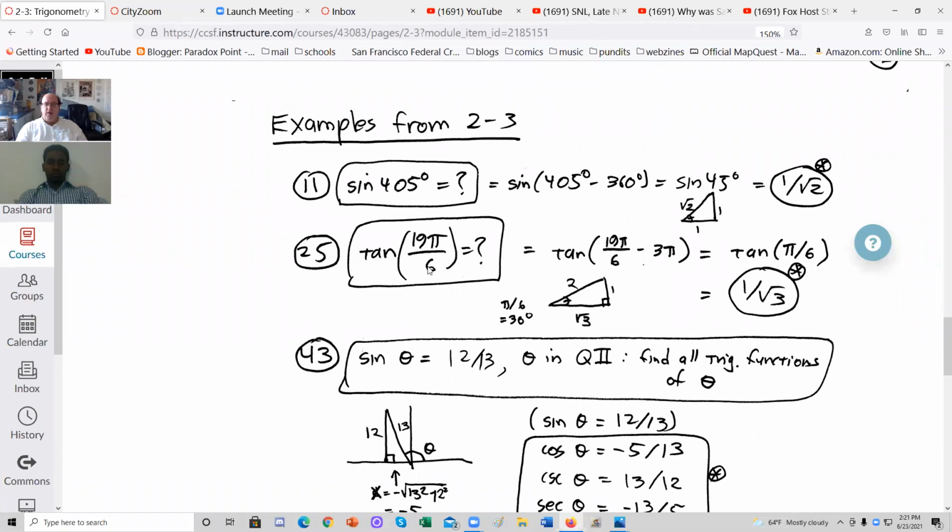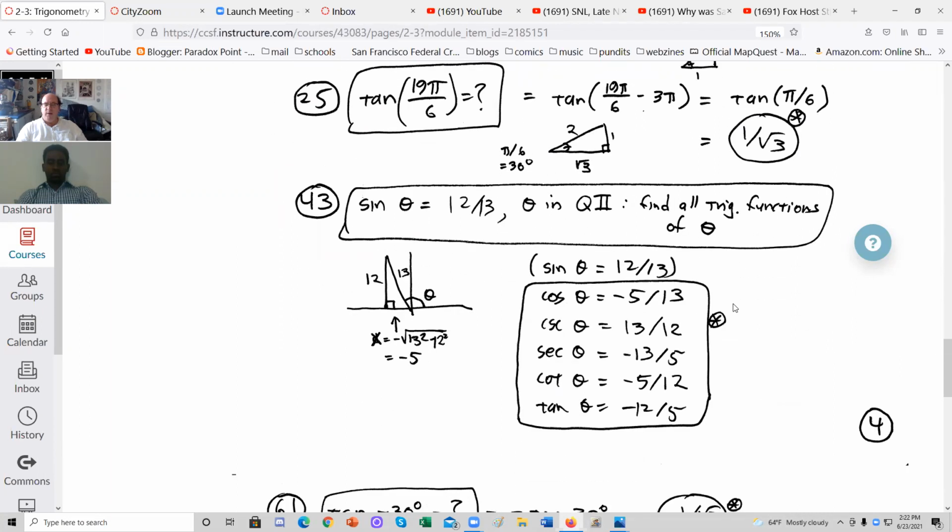Here they have tangent of 19 pi over 6. Well, tangent has period pi. So if you subtract 3 pi from the angle, you should get the same tangent. So tangent 19 pi over 6 minus 3 pi. After a little bit of arithmetic, that's tangent pi over 6. Pi over 6 is 30 degrees. So we draw the 30, 60, 90 triangle with sides 1, root 3, and 2. Tangent is opposite over adjacent, therefore 1 over root 3.